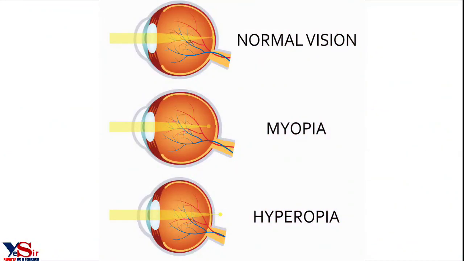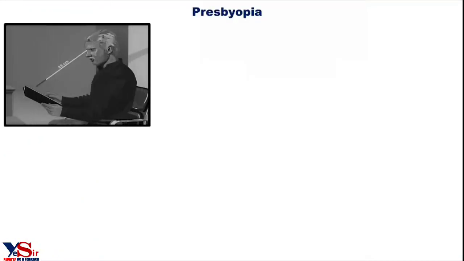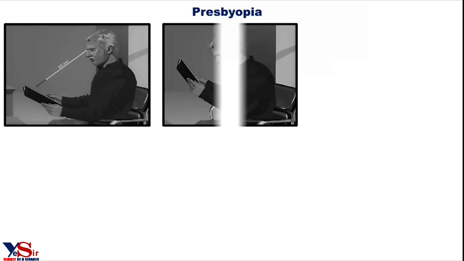Now, third defect, presbyopia. Look at the following picture. The person in this picture is trying to read a book. The person in the picture is an old man. Therefore, while reading a book, we clearly see the stress on his eyes. In the second picture, the person is trying to read the book by bringing it close to his eyes. Yet, the strain on his eyes is obvious.